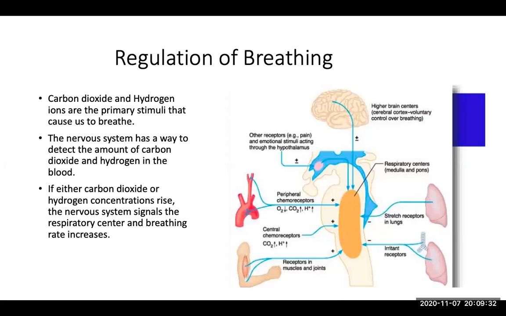Carbon dioxide and hydrogen ions are the primary stimuli that cause us to breathe. The nervous system has a way to detect the amount of carbon dioxide and hydrogen in the blood. And if either carbon dioxide or hydrogen levels are too high, the nervous system will signal the respiratory center and the breathing rate will increase to try to exhale excess CO2.